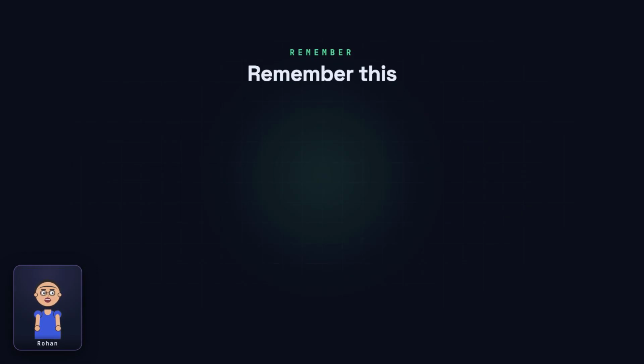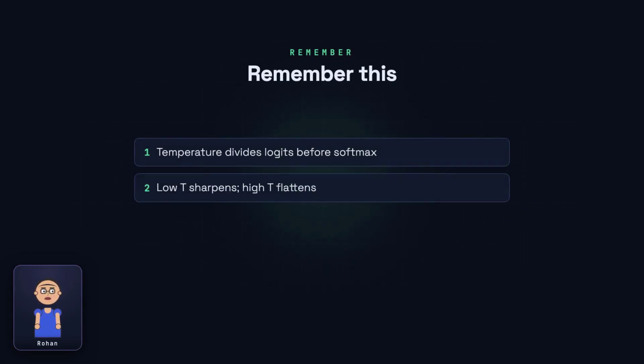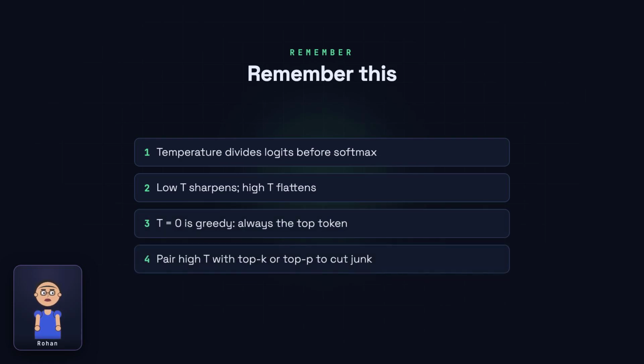So the whole idea in 4 lines. Temperature divides the logits before softmax. Low temperature sharpens the distribution toward the favorite. High temperature flattens it toward variety. Temperature 0 is greedy decoding. And when you crank it up, pair it with top K or top P to keep the creativity from turning into noise. That is the dimmer switch, fully understood.